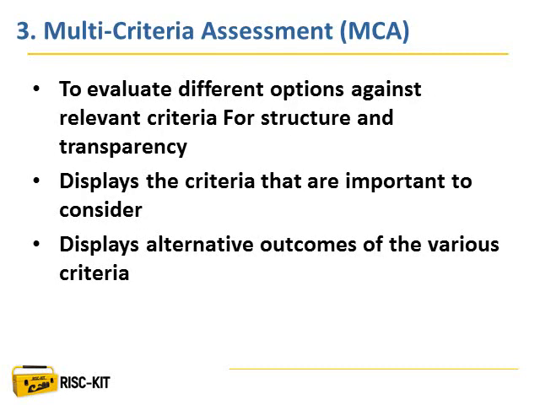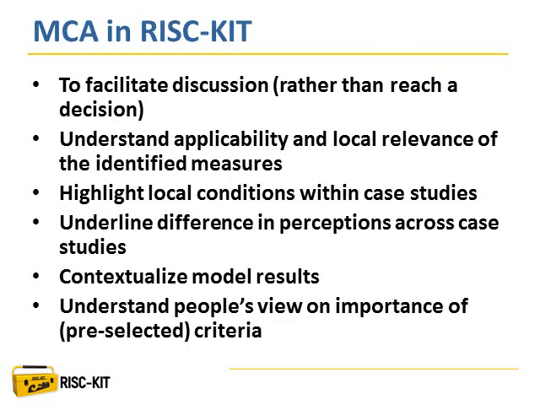Generally, MCAs are often carried out with the purpose of evaluating different options against relevant criteria, to increase structure and transparency of a particular process, to display the criteria that are important to consider in a decision, to display alternative outcomes of the various criteria. In RISC-KIT, the purpose of the MCA is to support the interaction and communication process between researchers and local stakeholders, rather than to achieve a particular outcome or take a decision over a particular issue.